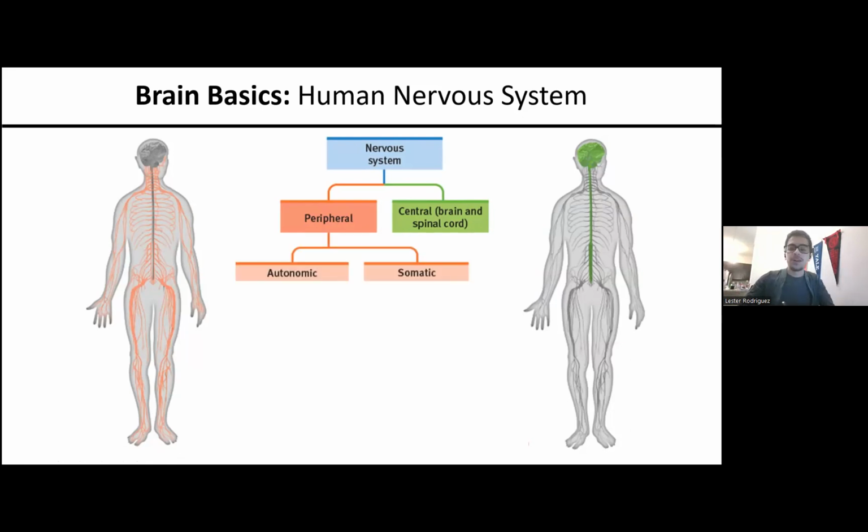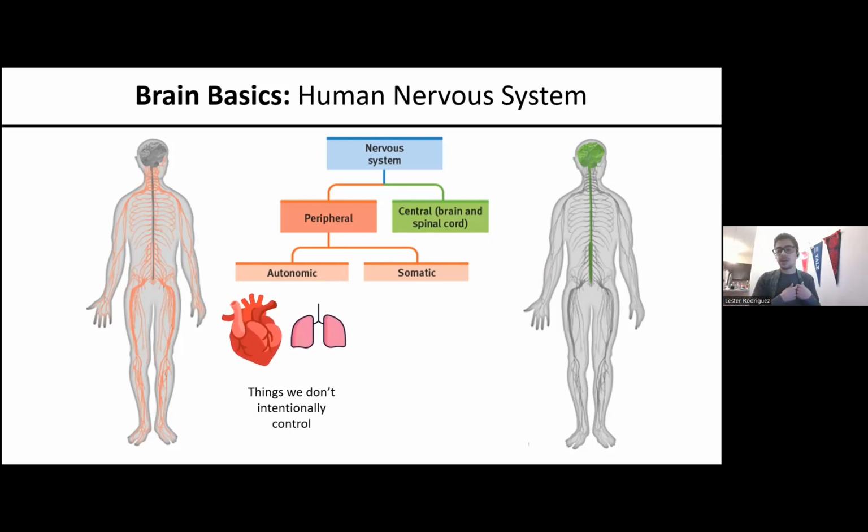The peripheral nervous system, we can divide it again into nerves that are autonomic and nerves that are somatic. What does that mean? The autonomic ones are things we don't intentionally control, okay? You don't tell your heart to beat. You don't tell your lungs to breathe. You don't tell your stomach to begin digestion. Those things usually just happen, right? And so they are controlled by those autonomic nerves, okay?